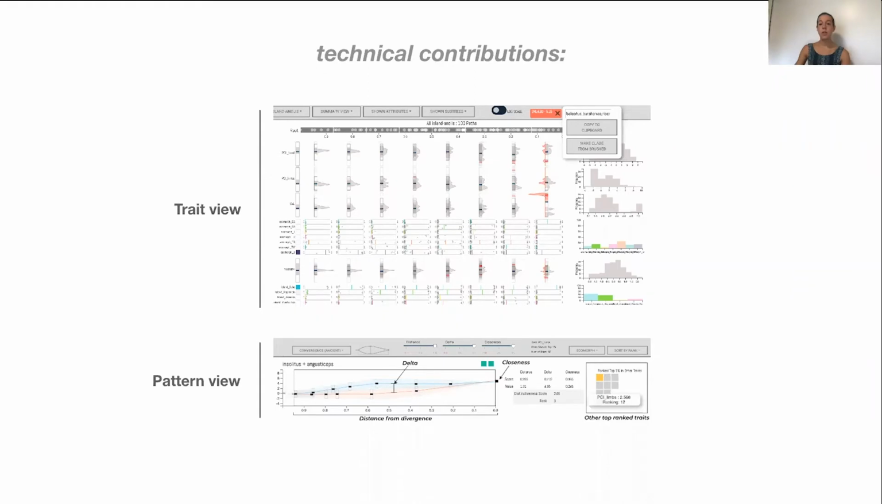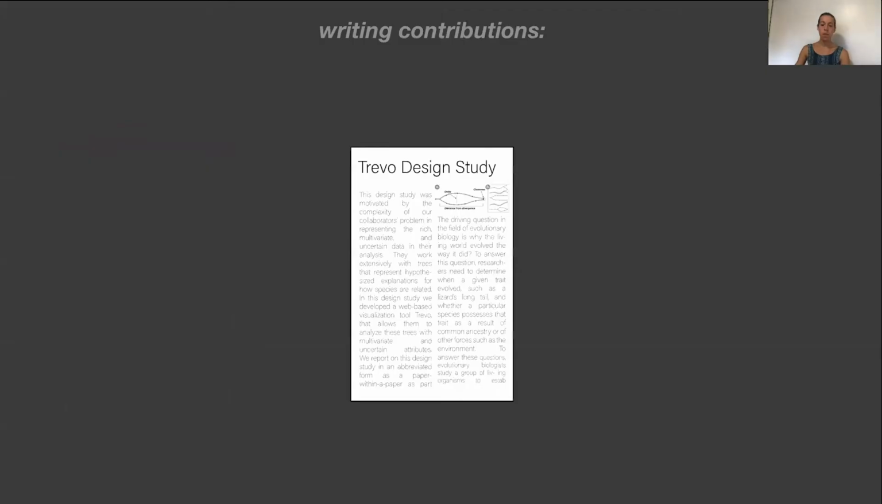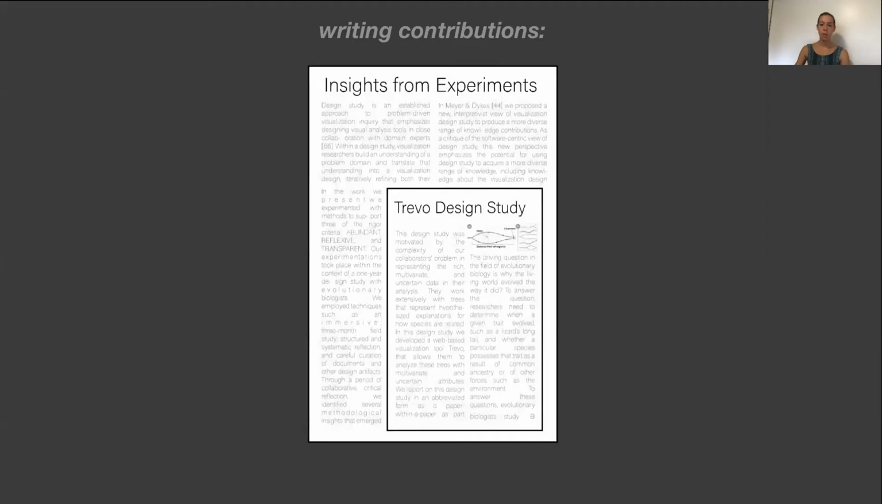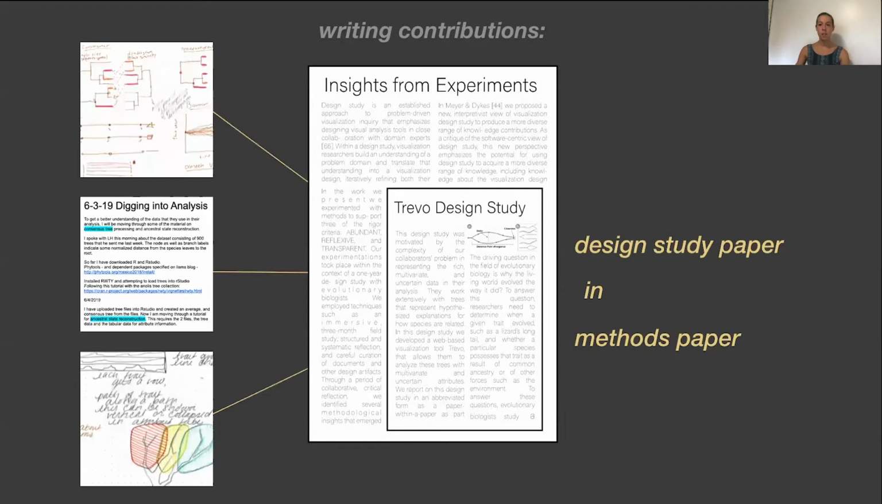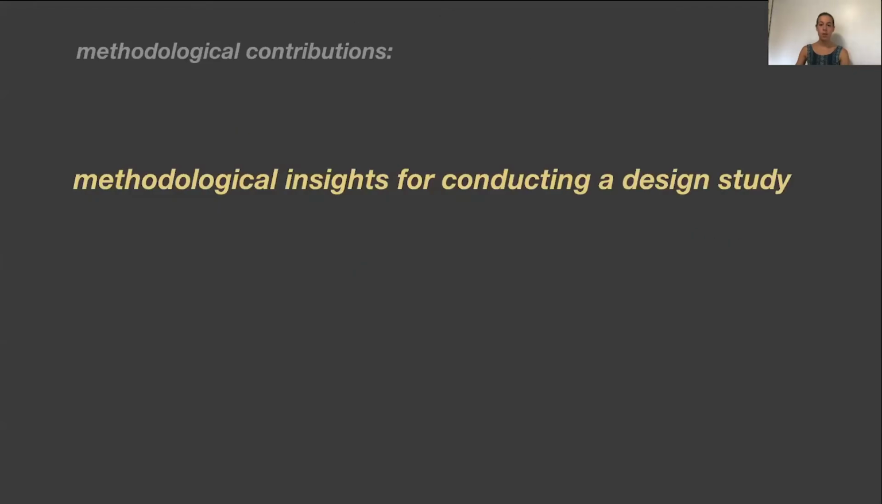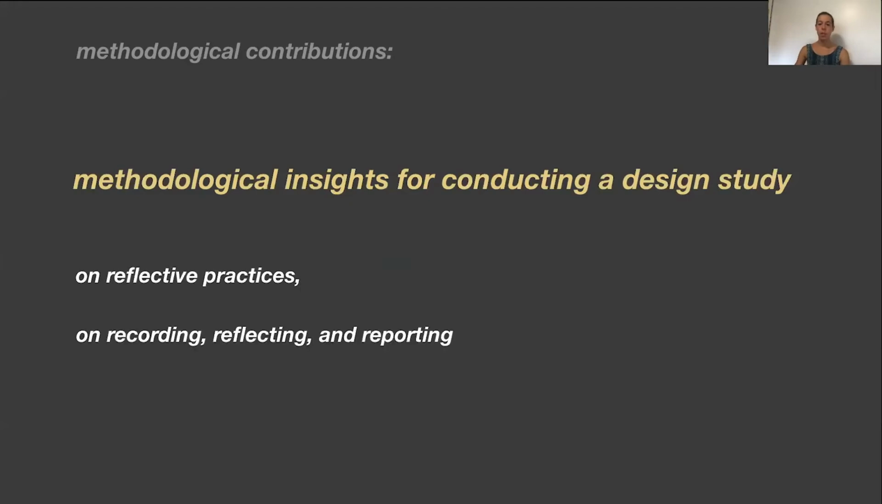We had 2 new techniques for visualizing multivariate trees with uncertainty, 2 experimental writing techniques for reporting on design study. We embedded a mini design study paper within a methods paper, and had direct linking in the paper to artifacts from the design study. And we had 3 methodological insights for conducting an interpretive design study: on reflective practices, on recording, reflecting, and reporting with research artifacts, and thoughts on assessing evidence of rigor.